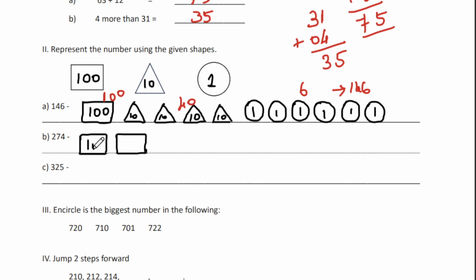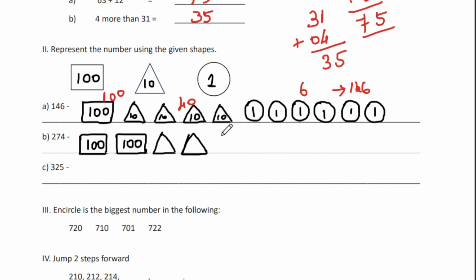So write 100, 100. This question is very important, students. I see in many of the question papers the same question was asked. So listen very carefully. So 2 hundreds. Next, how many tens are there? We have 7 tens. So we are going to draw 7 triangles.